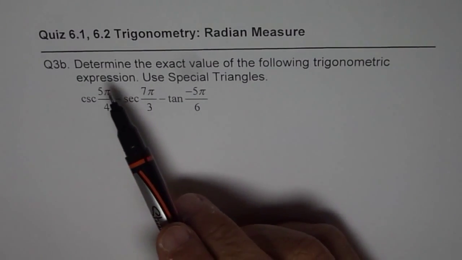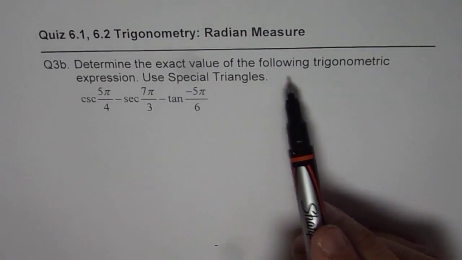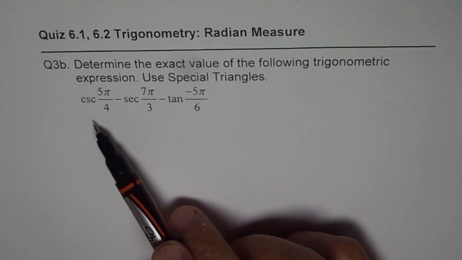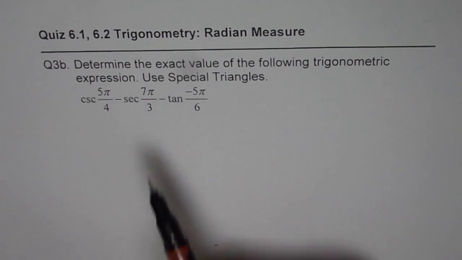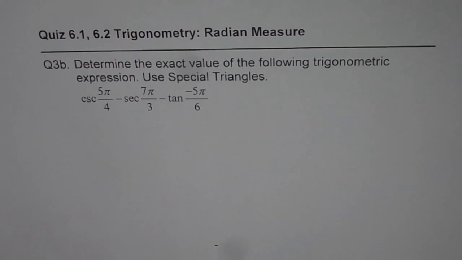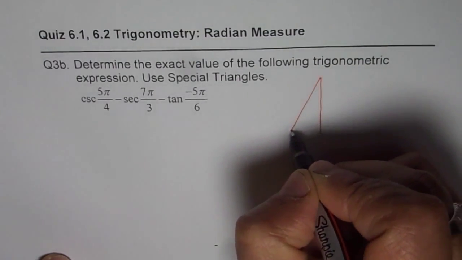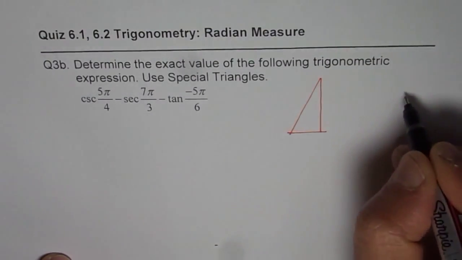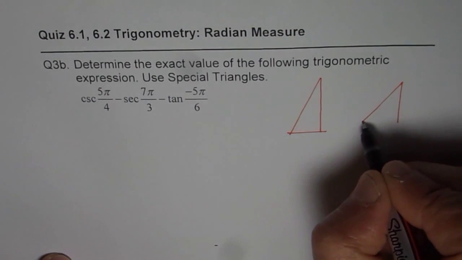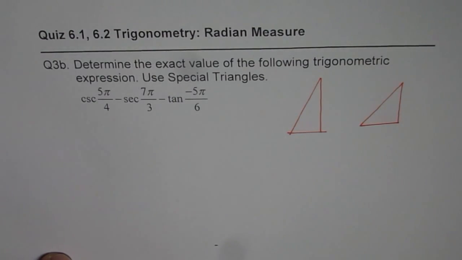Question is, determine the exact value of the following trigonometric expression: cosecant 5 pi by 4 minus secant 7 pi by 3 minus tan minus 5 pi by 6. So again, let's draw our special triangles. So these are the ones. Always when you are doing a trigonometry test paper, begin by drawing this even before reading any question. That is my recommendation, right?